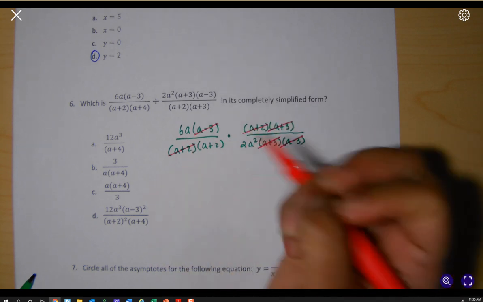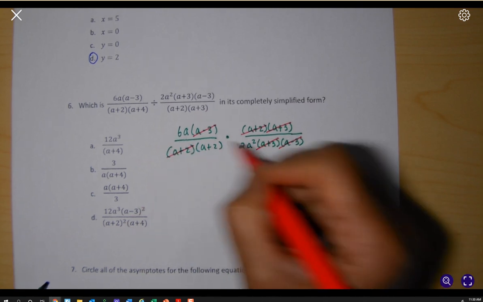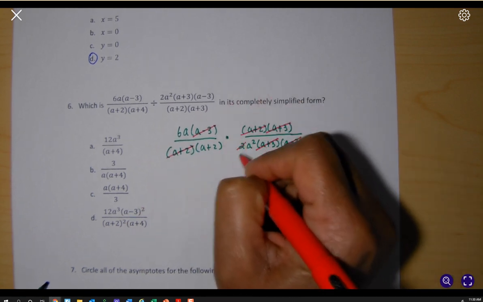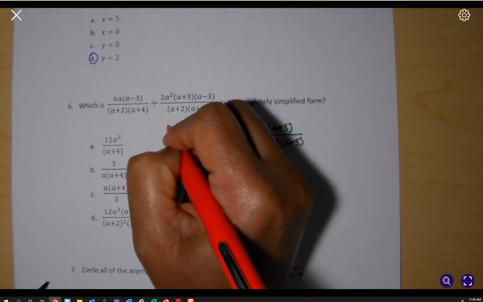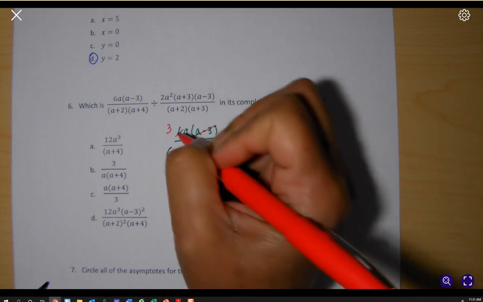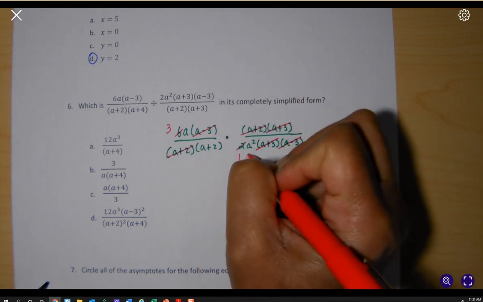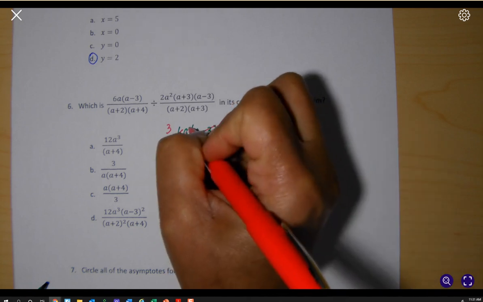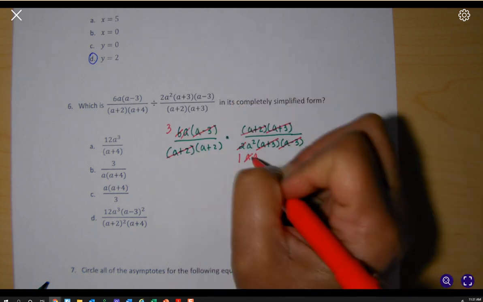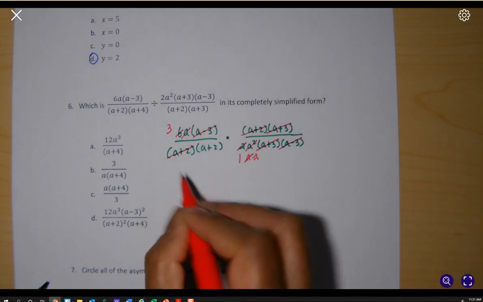And here, so you have the 6 and the 2. So this can be reduced because 2 goes into 2 1 time, 2 goes into 6 3 times. Okay? And then you have a here and there's a squared, which is a times a. So if you take out an a here, you can take out an a here. So you just have a by itself. So let's put this one together first.